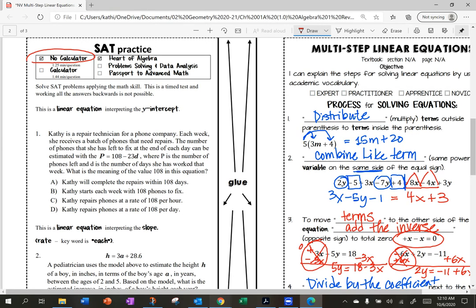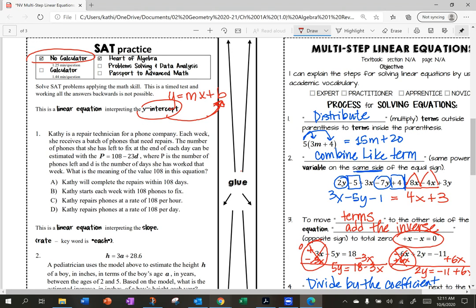Okay, so this is an example of a linear equation interpreting the y-intercept. So a linear equation is y equals mx plus b. The y-intercept is b. Okay, Kathy is a repair technician for a phone company. Each week she receives a batch of phones that need repairs. The number of phones that she has left to fix at the end of each day can be estimated by p equals 108 minus 23d, where p is the number of phones left and d is the number of days she has worked that week.